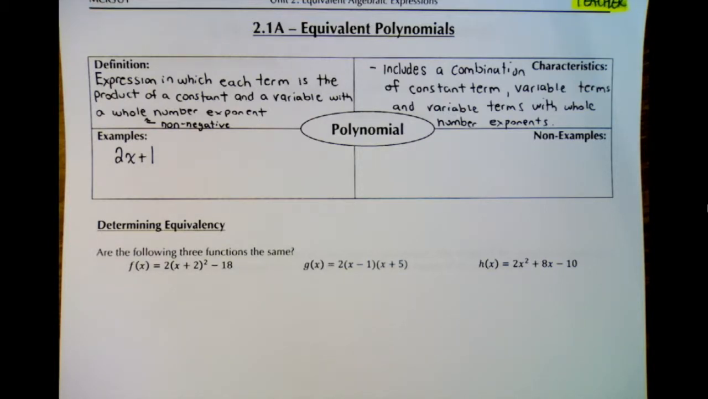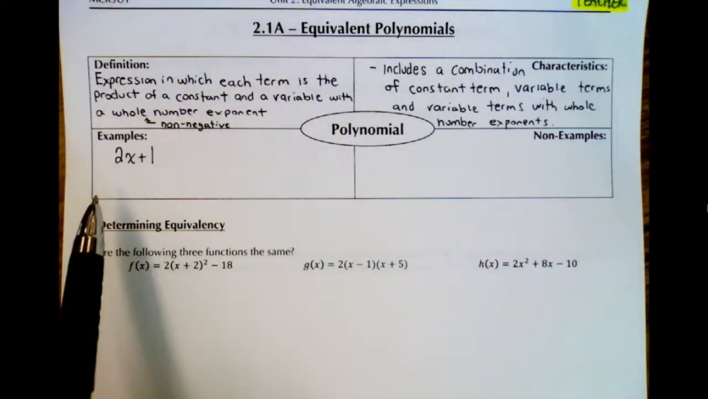So what is a polynomial? Well, it's an expression in which each term is the product of a constant and a variable that has a whole number exponent. And the key to polynomials is that all of the exponents on the variables are going to be whole numbers, so numbers that aren't negative. The exponent can be 0, and that variable term cannot be there. But if there is an exponent that is a number like 1, 2, 3, 4, it has to be a positive number.